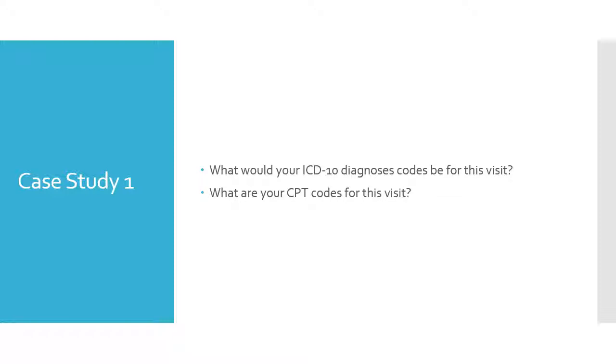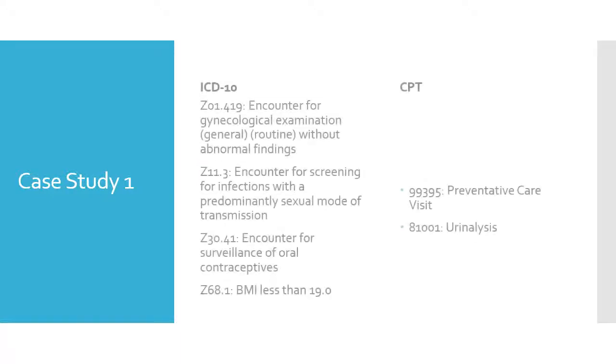What would your ICD-10 diagnosis codes be for this visit? What would your CPT codes be? So this is an encounter for gynecological examination. That includes the pap smear in there. Encounter for screening for sexual STIs. Encounter for surveillance of oral contraceptives, and then you can code for her BMI. This would be considered a preventative care visit, and then you'd bill for the urinalysis as well. Everything else the lab would bill for because they are doing the pap smear, they are doing the labs on the pap smear, they're doing the labs on the STI testing.